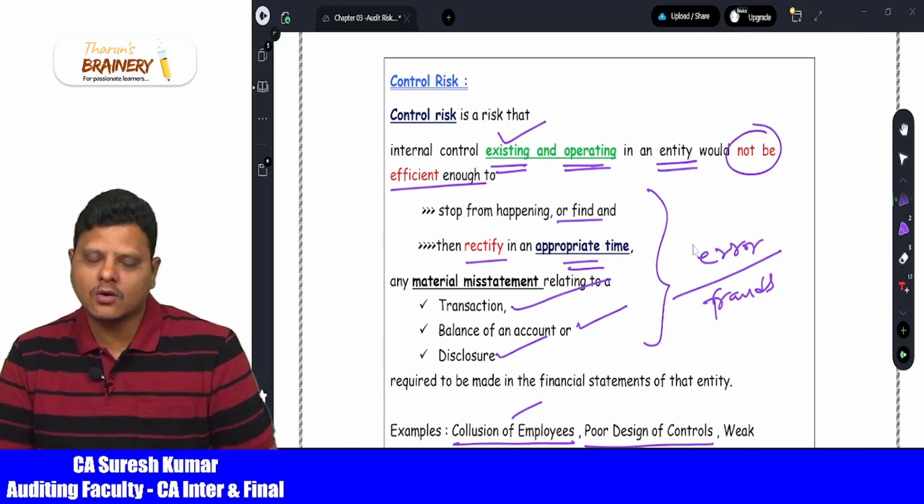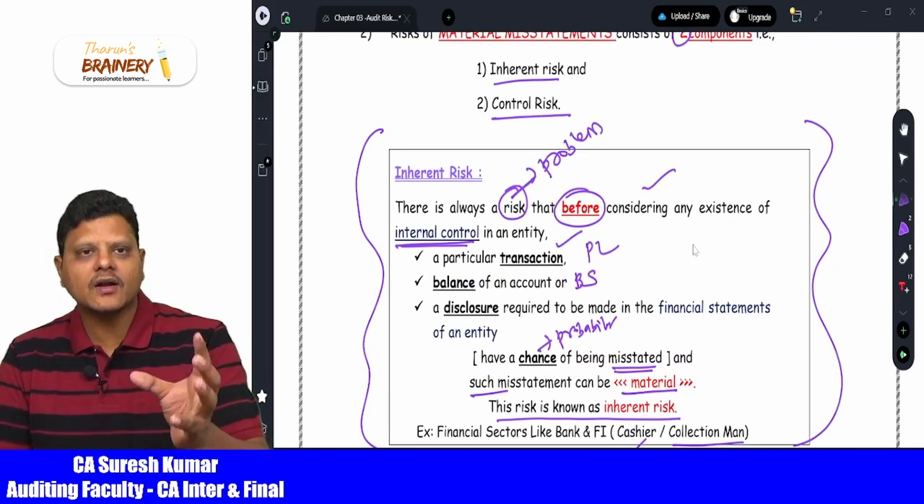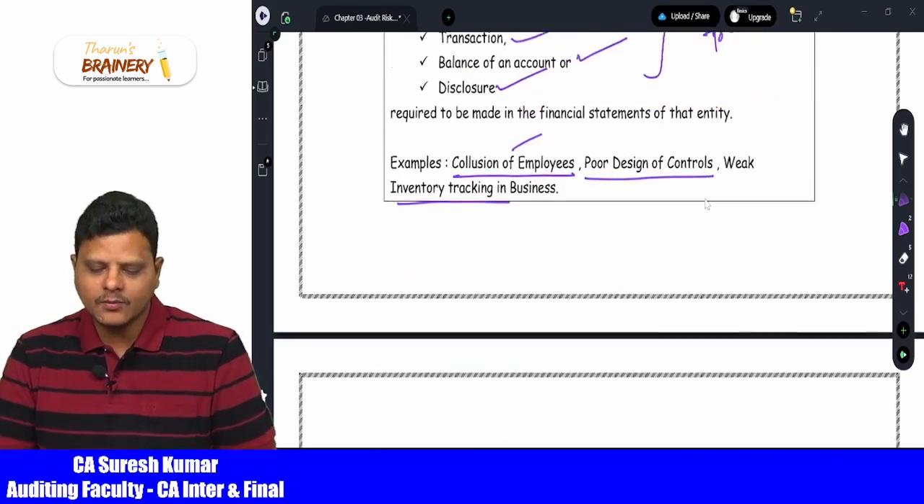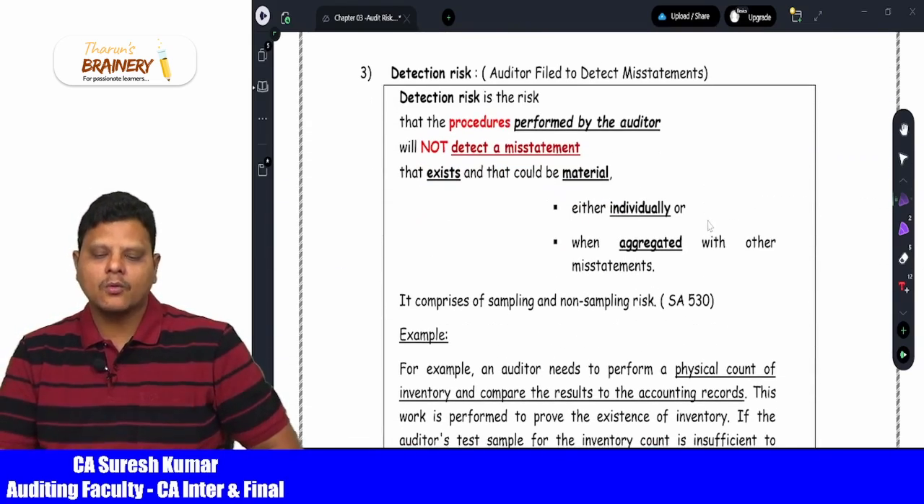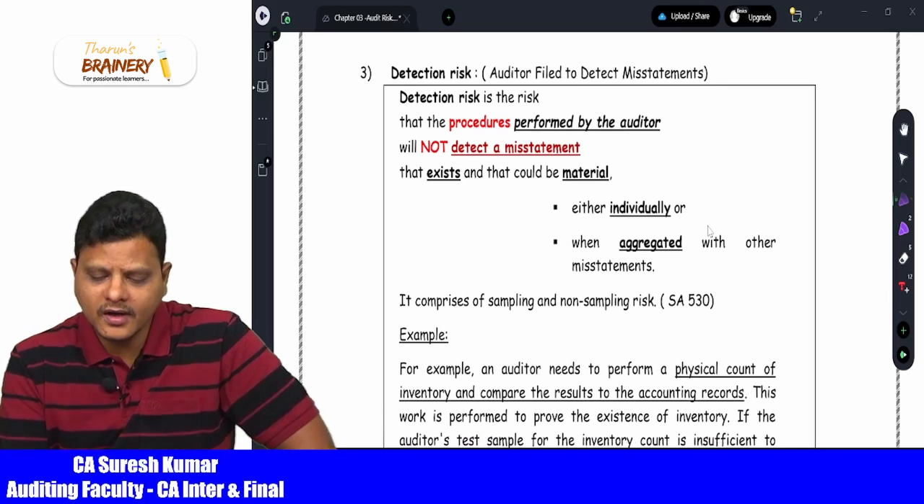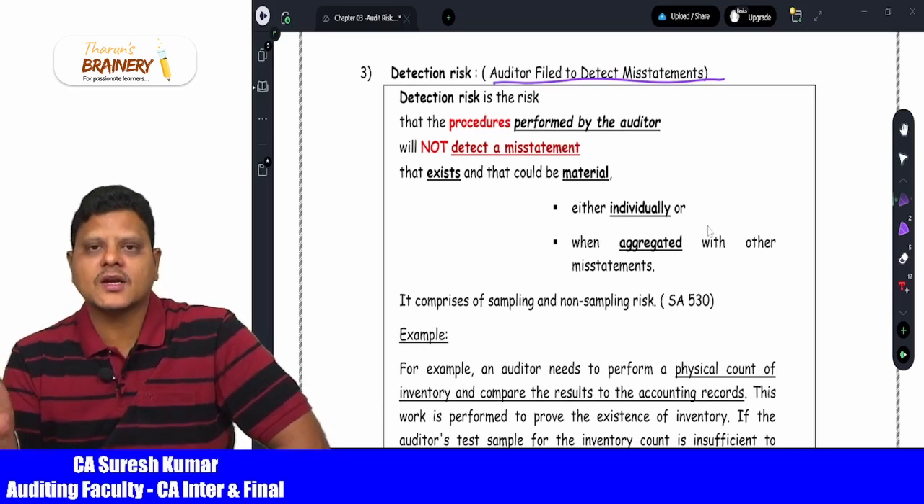Now, who has to rectify this control risk? Management has to rectify this control risk. Who has to rectify the inherent risk? Management has to take measures to minimize the inherent risk. Now comes to detection risk. Now who has to detect? Auditor has to detect. But the auditor failed to detect the misstatement.